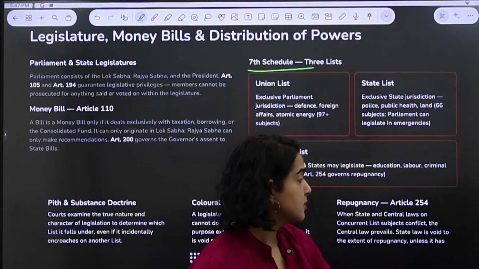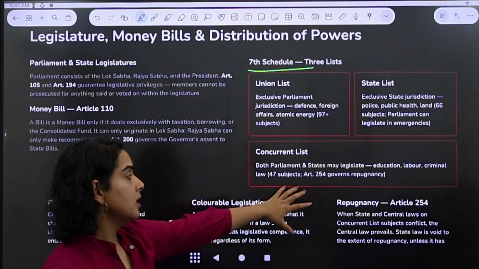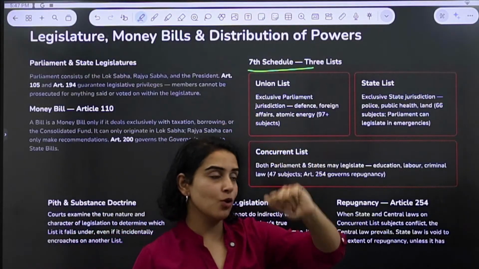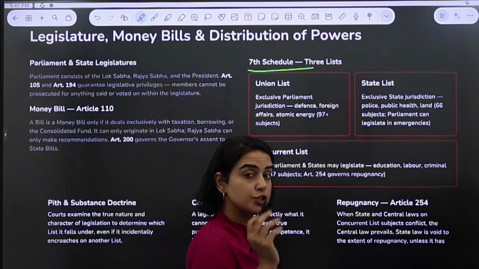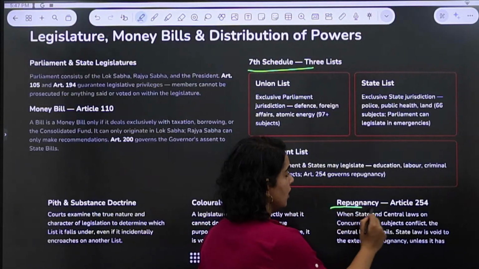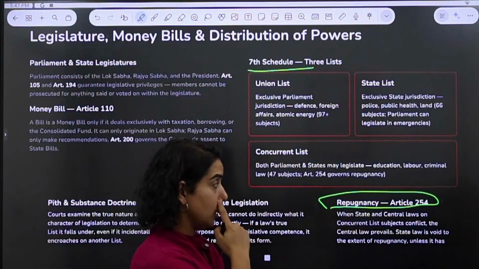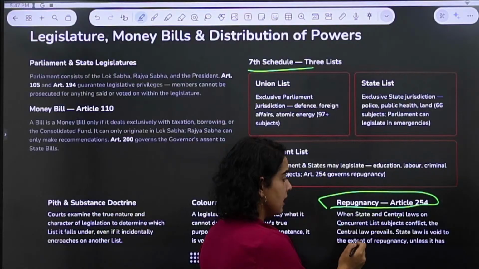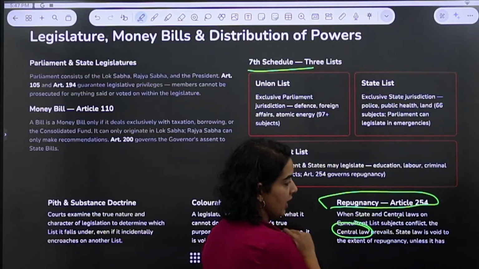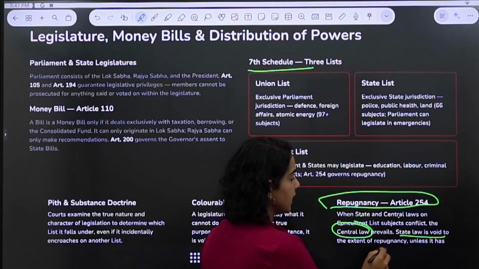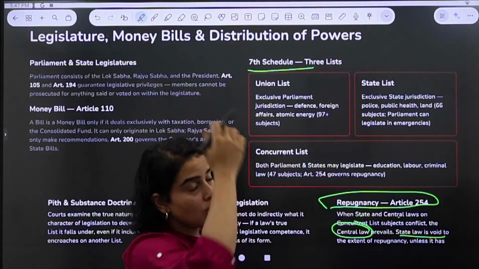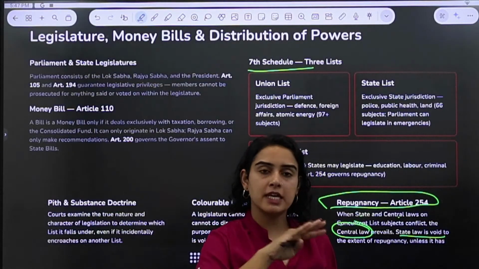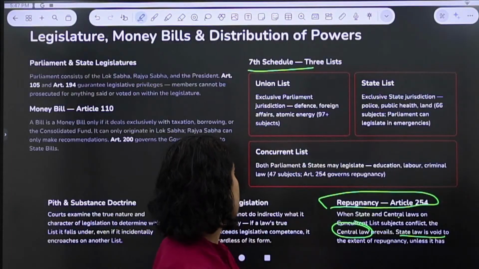So if there is any dispute, the central government's law will prevail, and that is also given to us under the constitution itself, under Article 254: if state and central laws have been made under the concurrent list, then the central law will prevail and the state law will be void to the extent of repugnancy. All right. So wherever there is conflict, to that extent the state law will be cancelled and the central law will prevail.